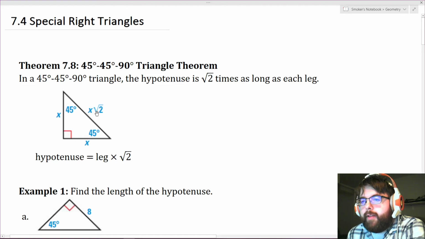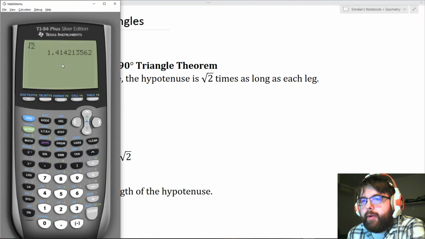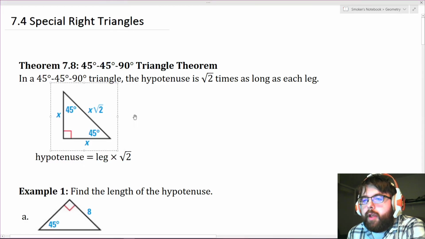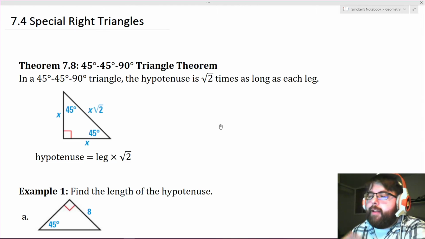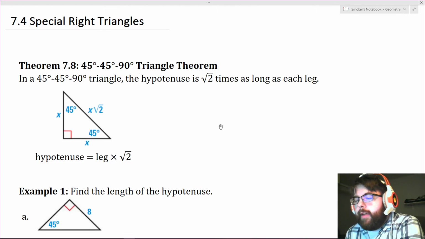Hopefully that makes sense. Going back to this number, the reason we write square root of 2 is because it's more exact. If we put 1.414, we would be rounding it. It's often okay to round a number, but it's better to round it at the end of the problem if you can, not at the beginning. So we're going to leave that as square root of 2.